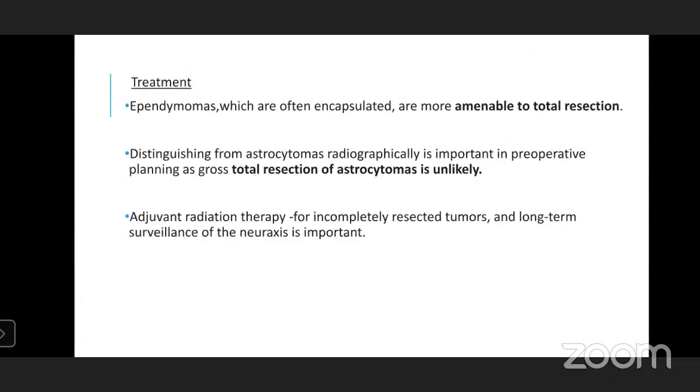Ependymomas, which are usually encapsulated, are more amenable to resection. So they must be distinguished from astrocytomas, as the astrocytomas cannot be totally resected. And adjuvant radiation therapy for incompletely resected tumors and long-term surveillance of the neuraxis is important.